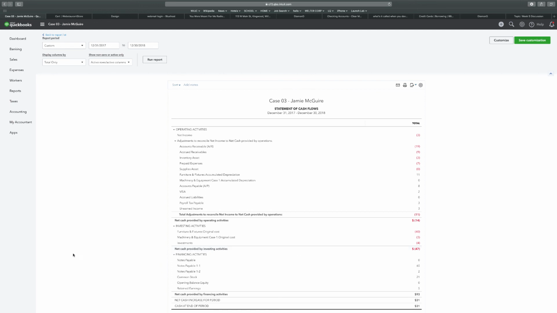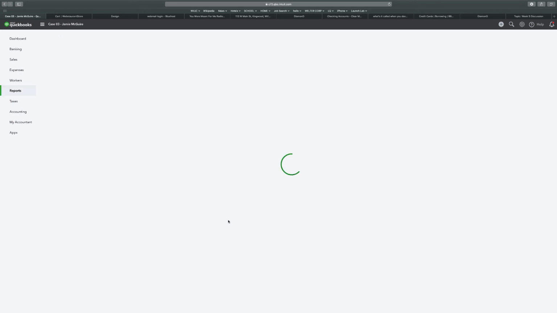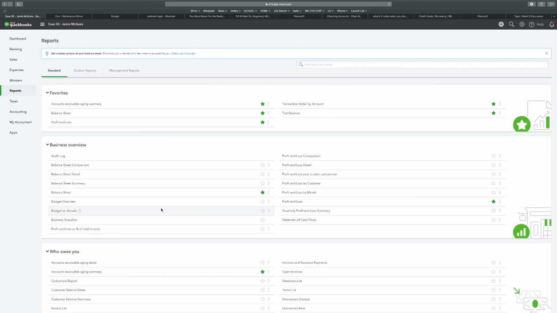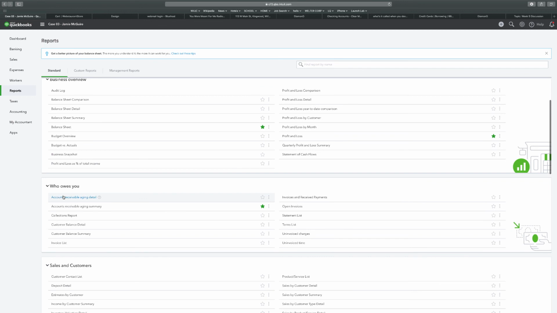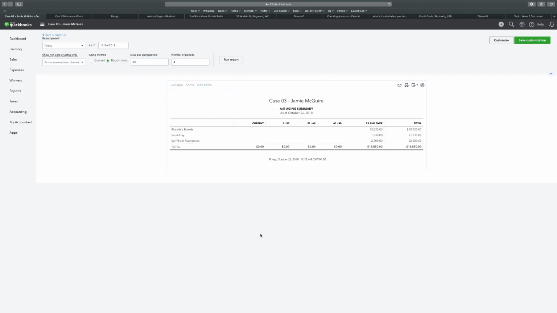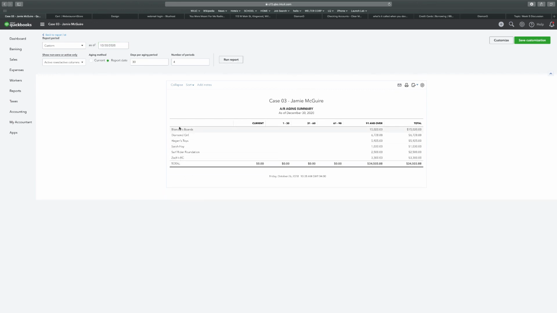So let's talk about the AR aging summary real quick. If I go back to the report list and I go to AR aging, accounts receivable aging detail, or accounts receivable aging summary. Let's click on the summary first. So the summary gives me, and this is as of a date, and it's always going to be as of a date. It's not going to be a range. I'm going to put 12/30/20 in here because I want a lot of them. Run report.